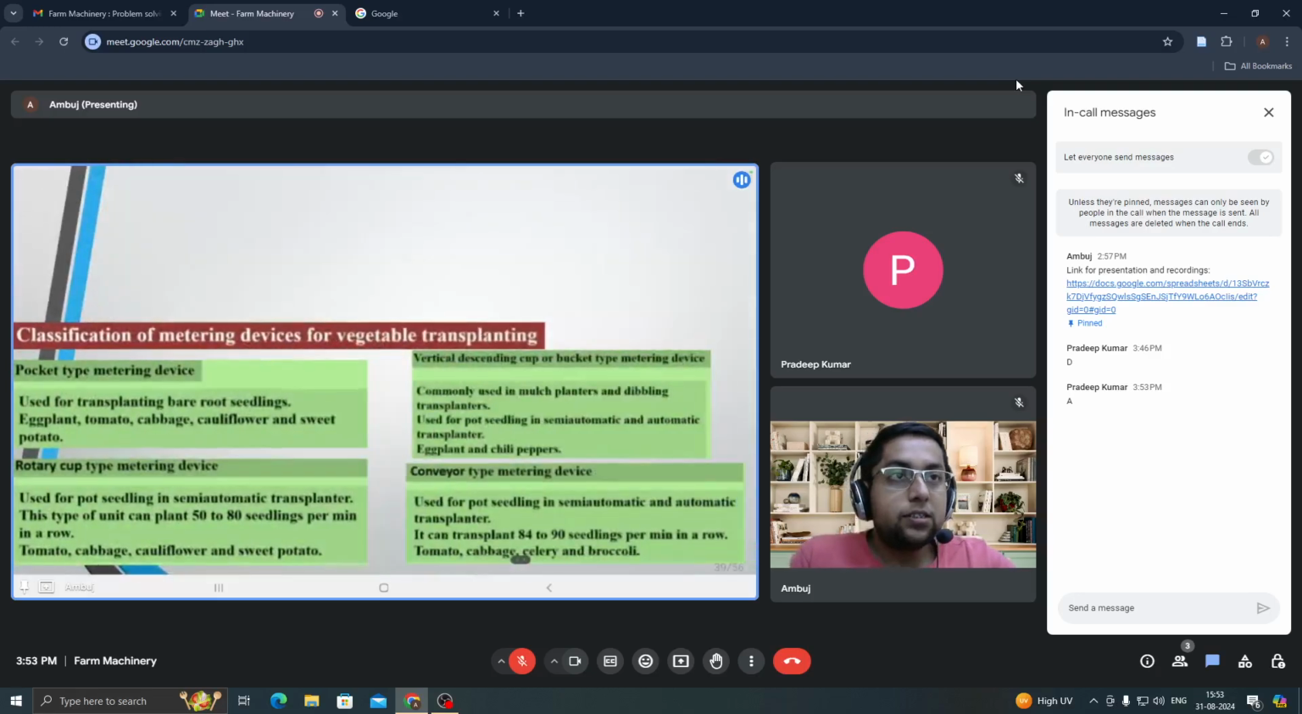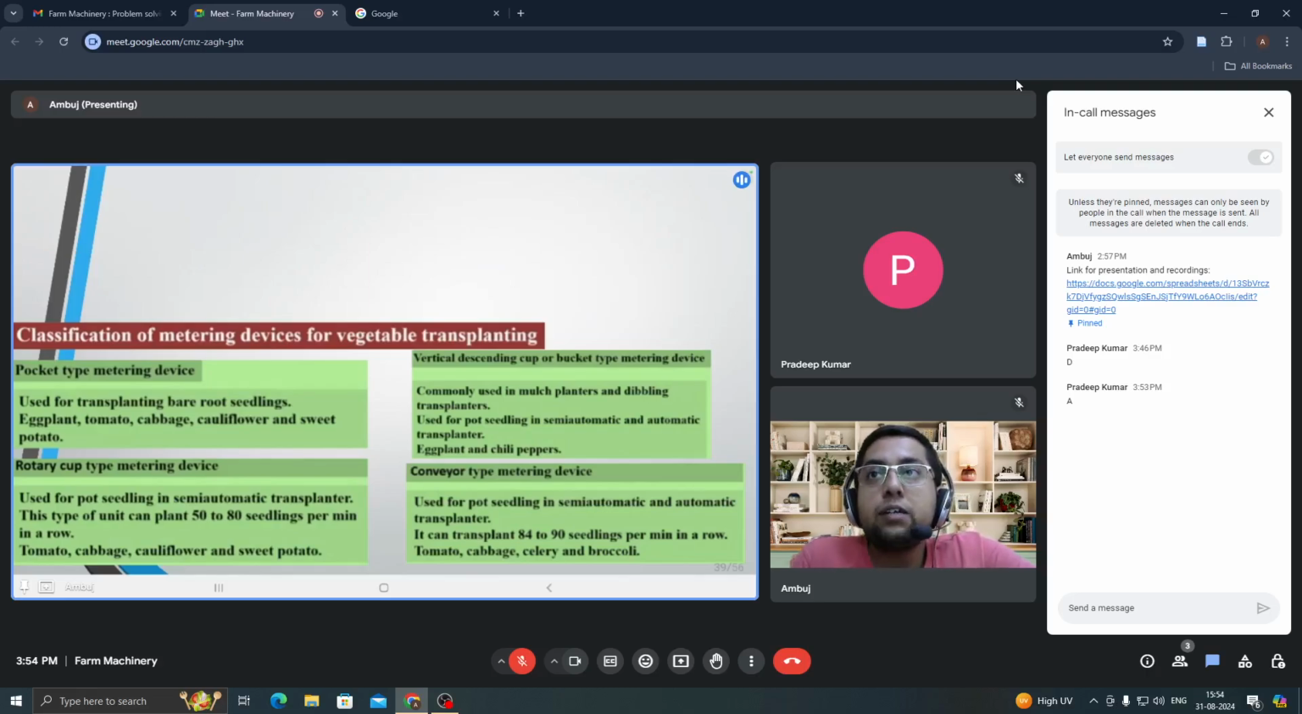Metering devices which are used for vegetable transplanting all were there. Pocket type metering device, then vertical descending cup, then rotary cup type metering device, then conveyor type metering device. All four are different types of metering devices.